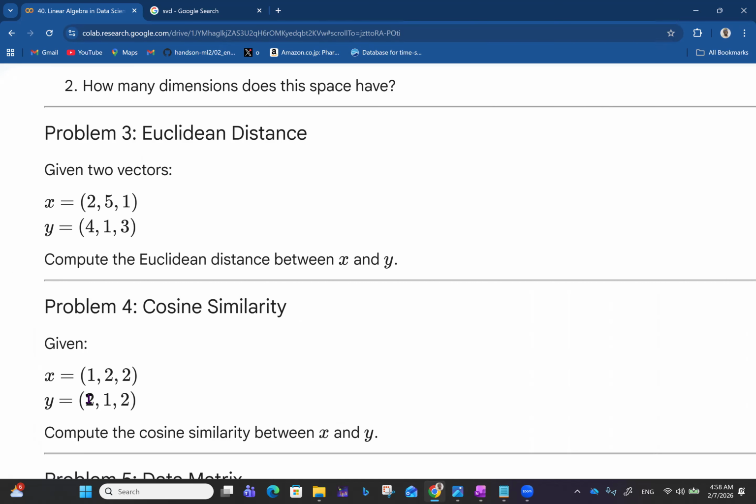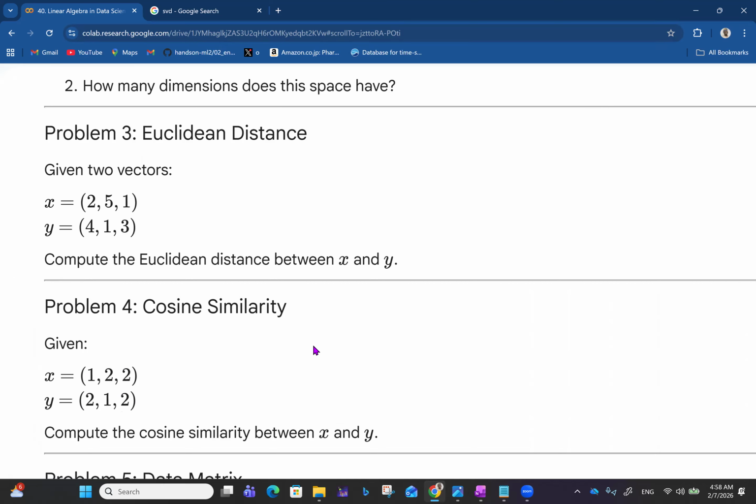So that's 1 times 2, 2, plus 2 times 1, 2, plus 2 times 2, 4. That's 2 plus 2 plus 4, that's 8, all over the modulus of each now. Square root of 1 squared plus 2 squared plus 2 squared. That's square root of 9, that's 3. Square root of 9 again is 3. So what do we get there now?